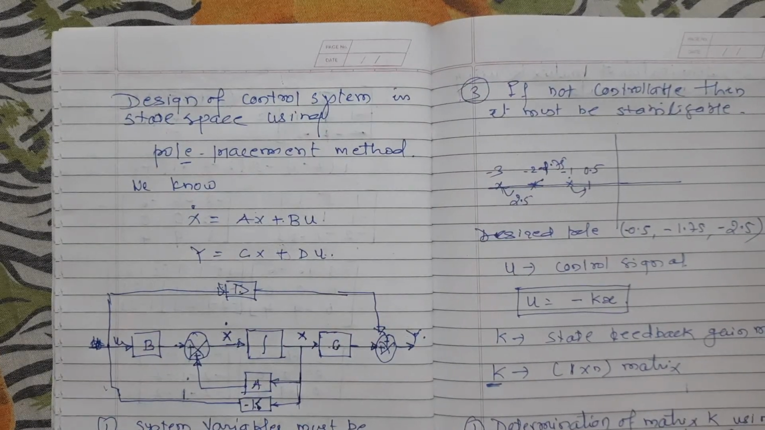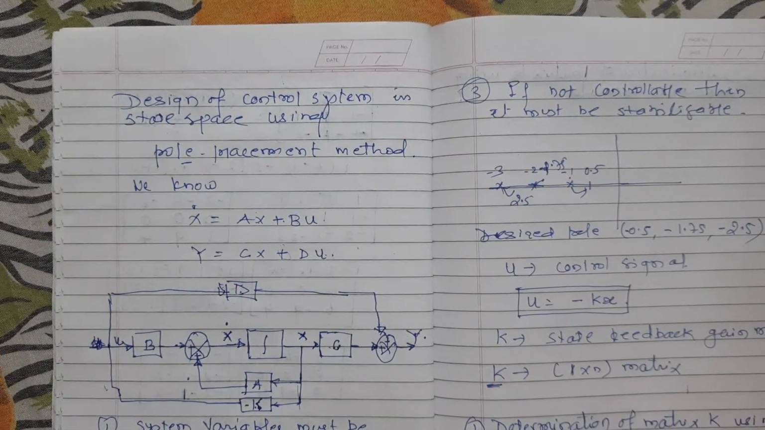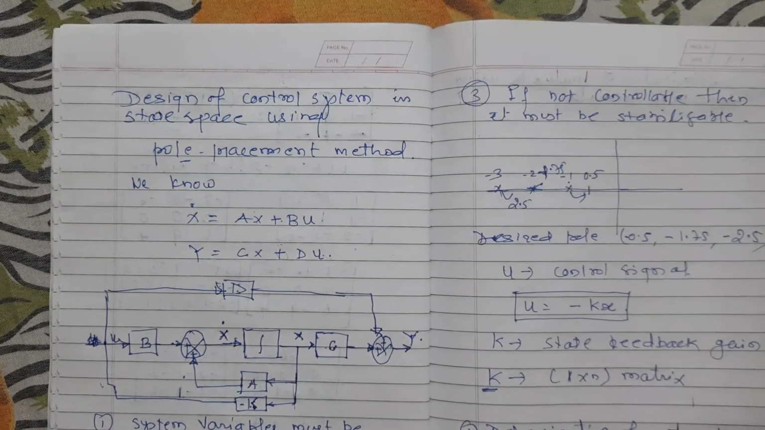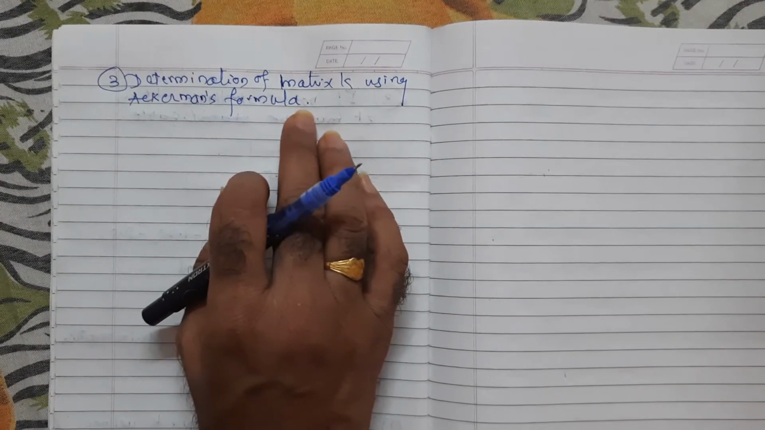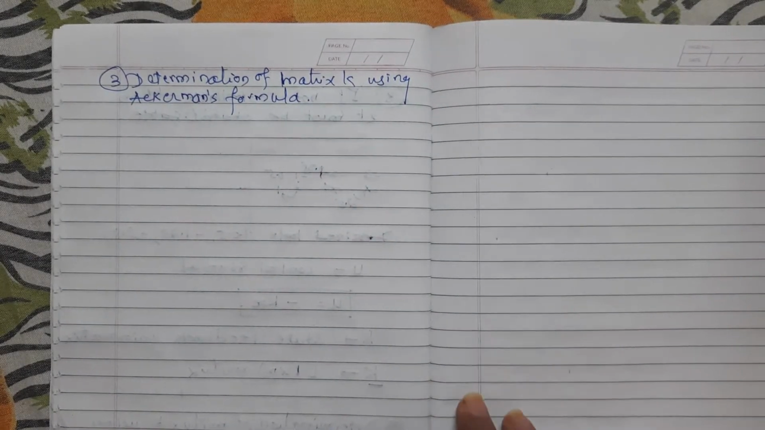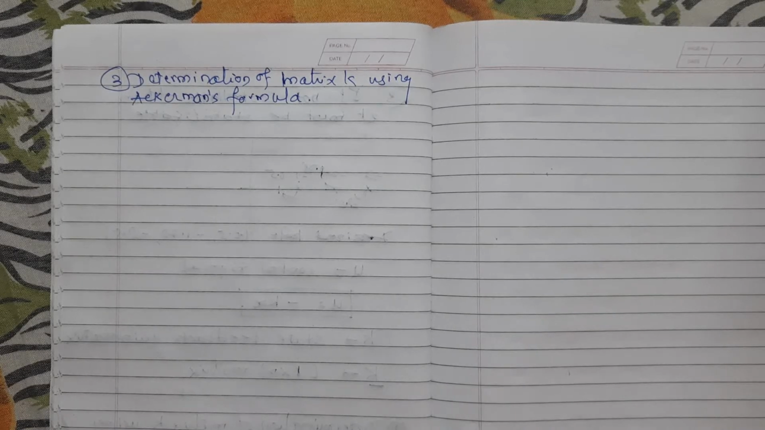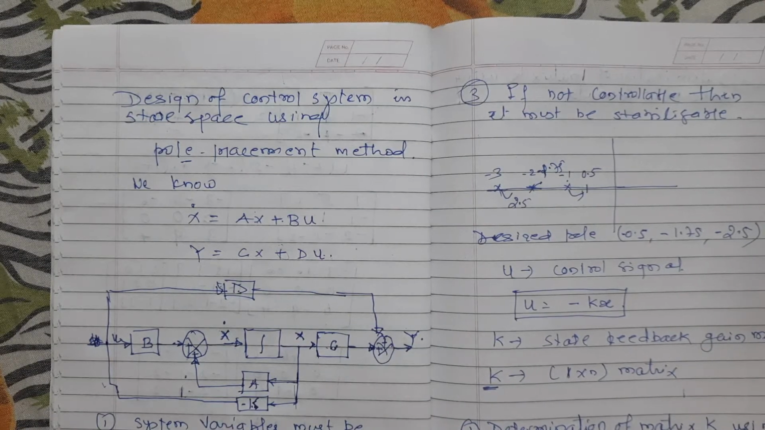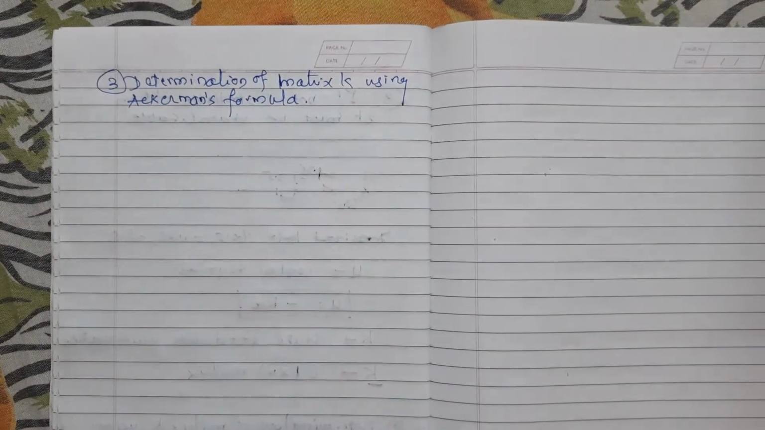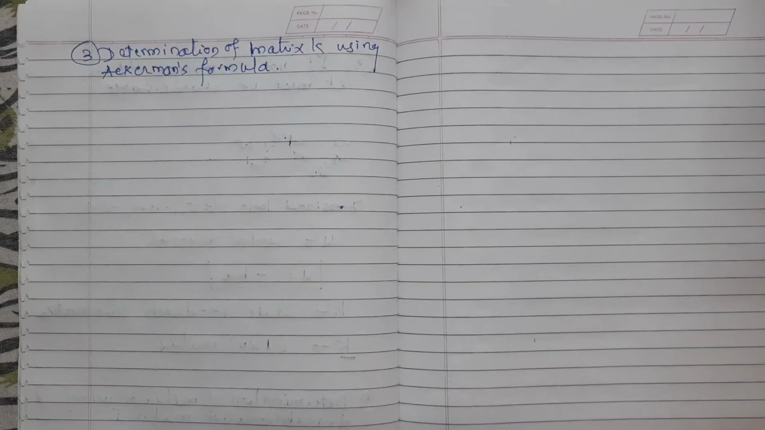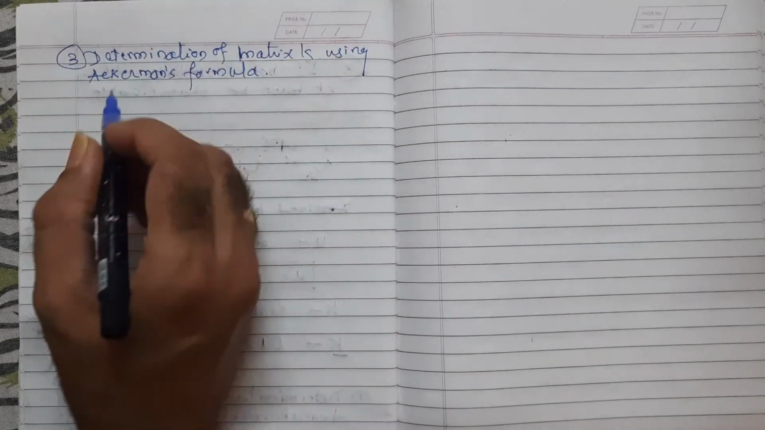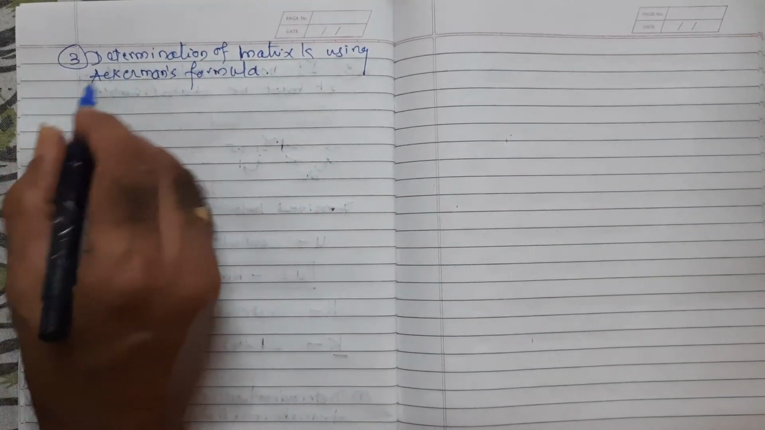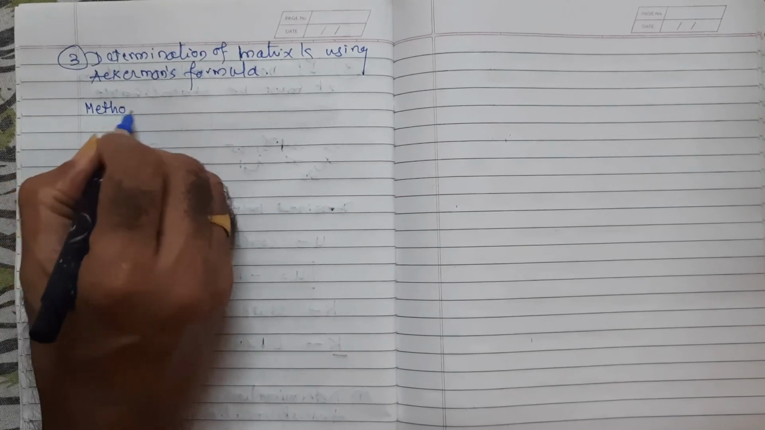One is the transformation matrix T, second is the direct substitution method, and third is Ackermann's formula. We will see them one by one. First we will find the transformation matrix T method, then the direct substitution method, and then we will go for Ackermann's formula. Now we will see the first method, method 1.